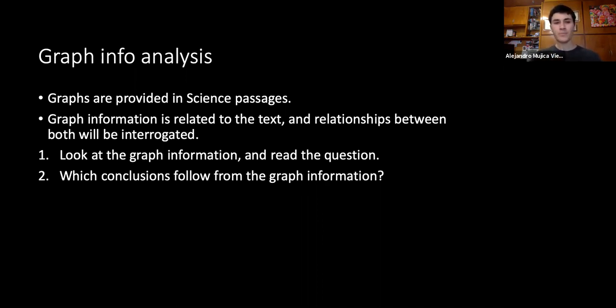And the graph information is related to the text, and those relationships will be interrogated. So they will ask about those relationships. Look at the graph information and read the question and think about which conclusions follow from the graph information. So sometimes you will have to support a conclusion from the text with the graph, and sometimes you will have to support a conclusion from the graph with the text. But in general, you will be asked to explain those relationships between the graph and the text. Does that make sense? Okay. Does anybody have any questions about this?